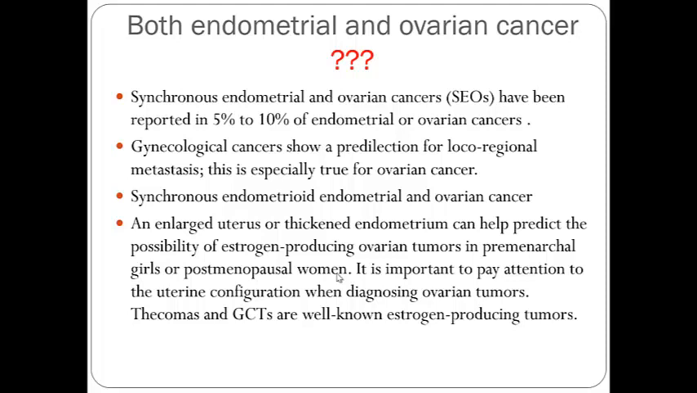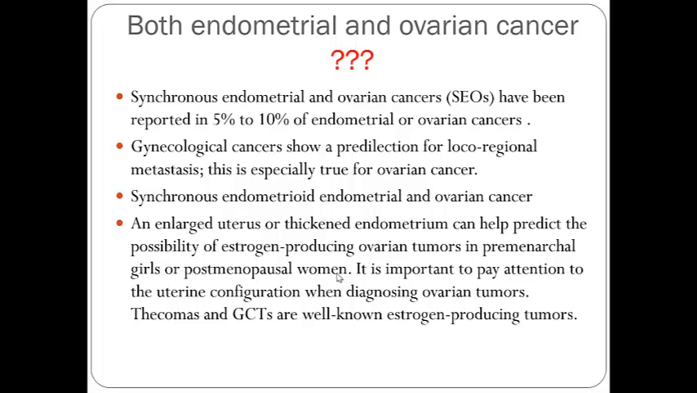Gynecological cancer shows a predilection to loco-regional metastasis. Any gynecological cancer can spread to another, and it's especially true for ovarian cancer. Ovarian cancer can spread to the endometrium and cervix, and also give vaginal metastasis. We report a case of vaginal metastasis in a case of bilateral malignant ovarian lesion in a pregnant female. It is in the British Journal of Radiology.